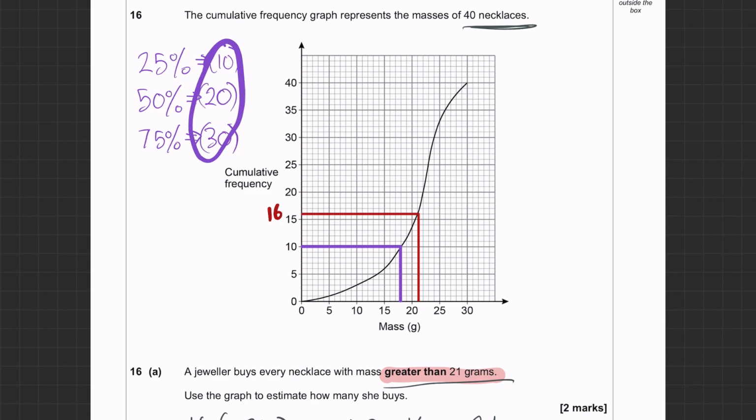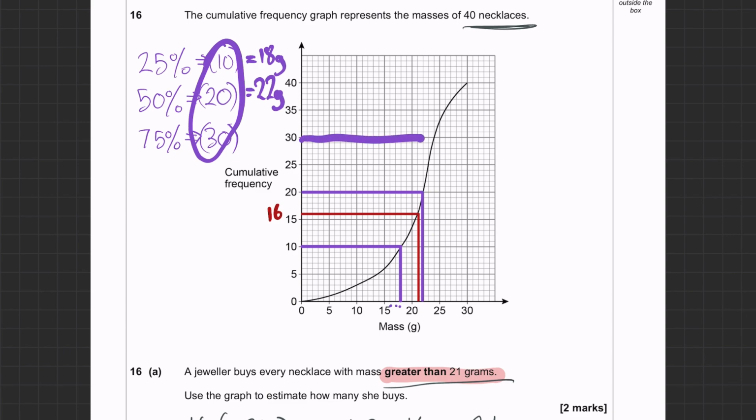which in this case has 16, 17, 18. So 25% is 18 grams. 50% is at the 20 mark, so we go from 20, go right along. Again, use your ruler for this. Then go right down till we get our answer, which is 22 grams. And then finally, our 75% is at the 30 mark.